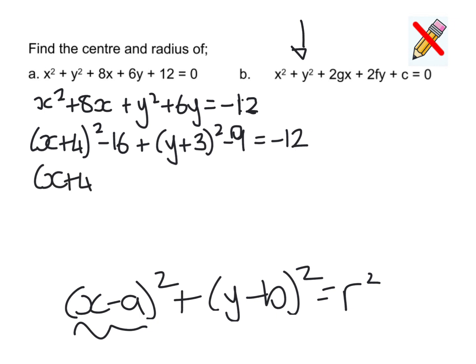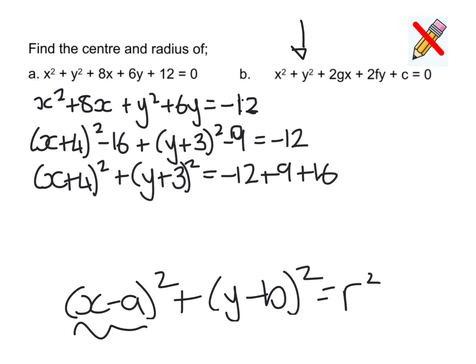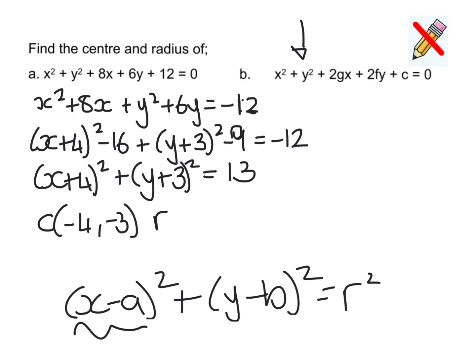Then I'll have x plus 4 all squared, and I'm going to take the numbers all over, so I'm going to have y plus 3 all squared. And then I'll have negative 12 plus 9 plus 16. To save myself a line of working, negative 12 plus 9 plus 16 is 13, so I'm just going to make that 13 in there. And then from looking at this, you would tell me that the centre of this circle is negative 4, negative 3, and you would say that the radius is the square root of 13.